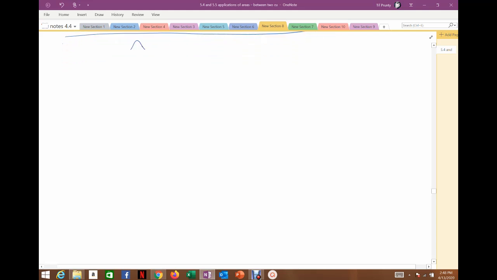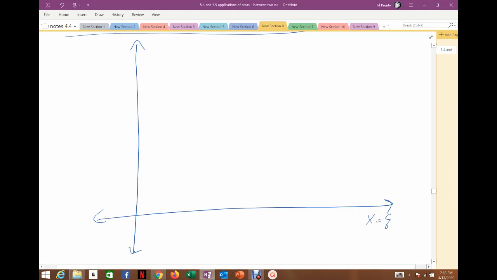We'll graph the picture where I'm going to graph them both, putting them both together in the same graph, and this is what our applications are going to do. So this would be our x-axis, which represents our quantity, the number of items.